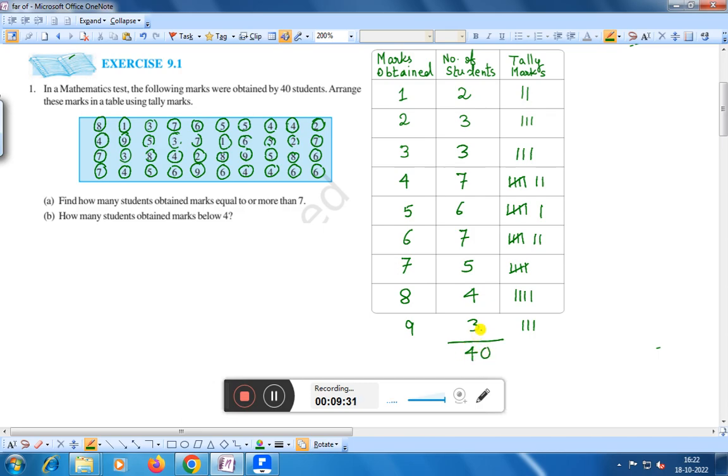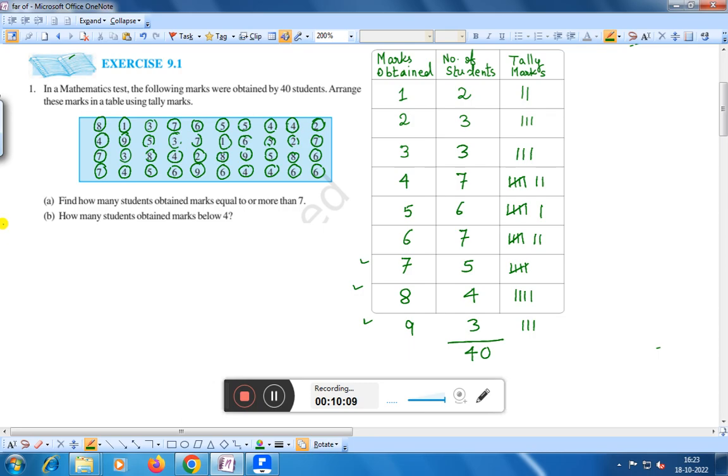Now we'll deal with the questions. Find how many students obtained marks equal to or more than 7. Equal to or more than 7. That is 7, 8 and 9 marks. That is 5 plus 4 plus 3. In 7 got 5 students, 8 got 4 students, and 9 got 3 students.